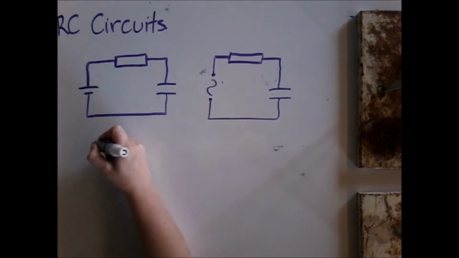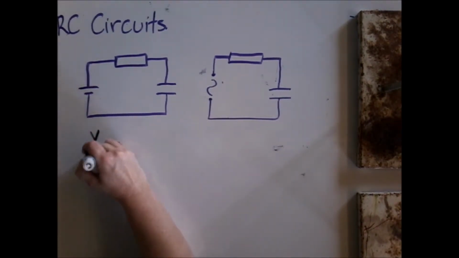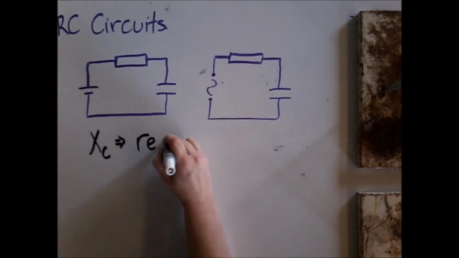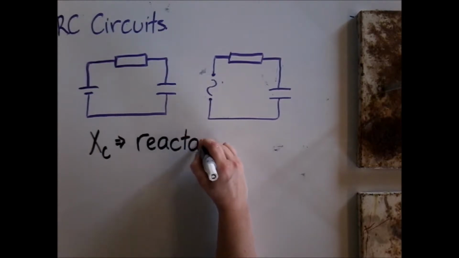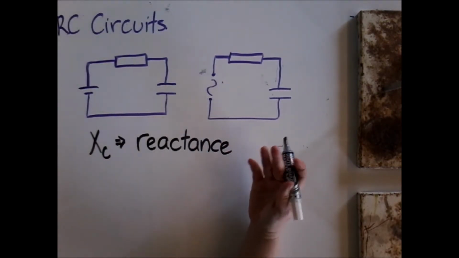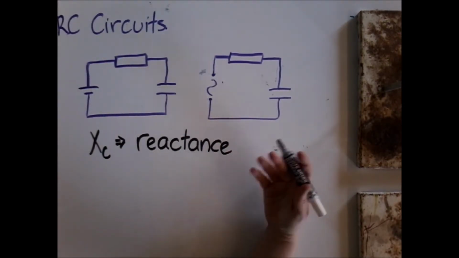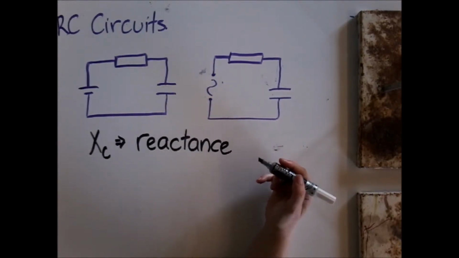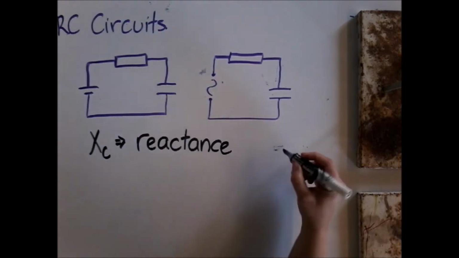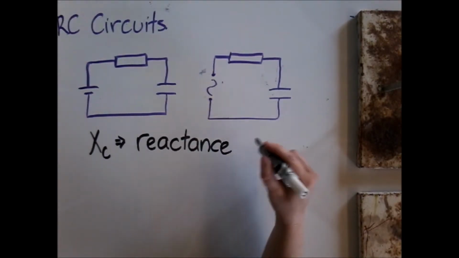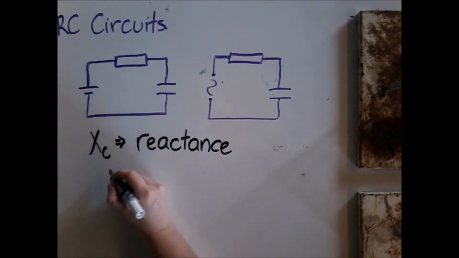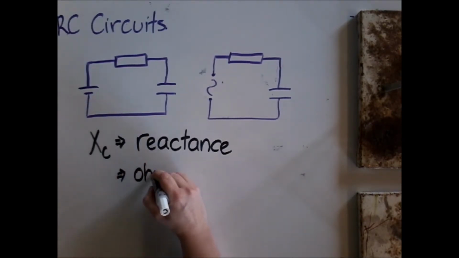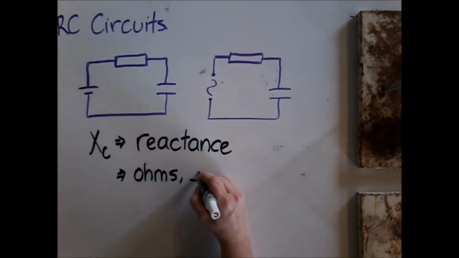And we call that resistor-like property reactance. We write that XC, reactance. Okay, and it is like resistance because it limits the flow of current the same way that resistance does, but it's not resistance because it's dependent on frequency. And we can use Ohm's law with this. Its units are ohms, just like resistance.